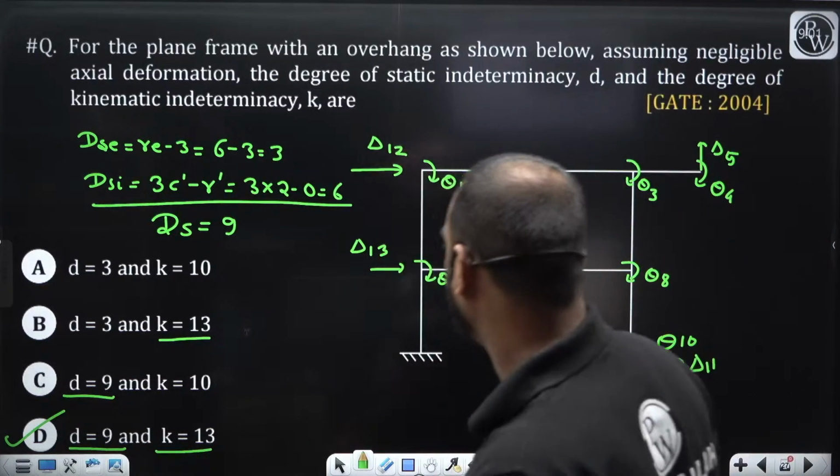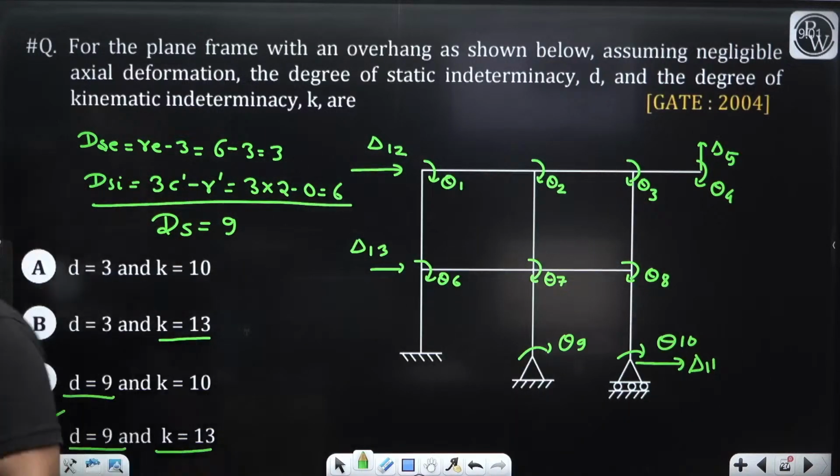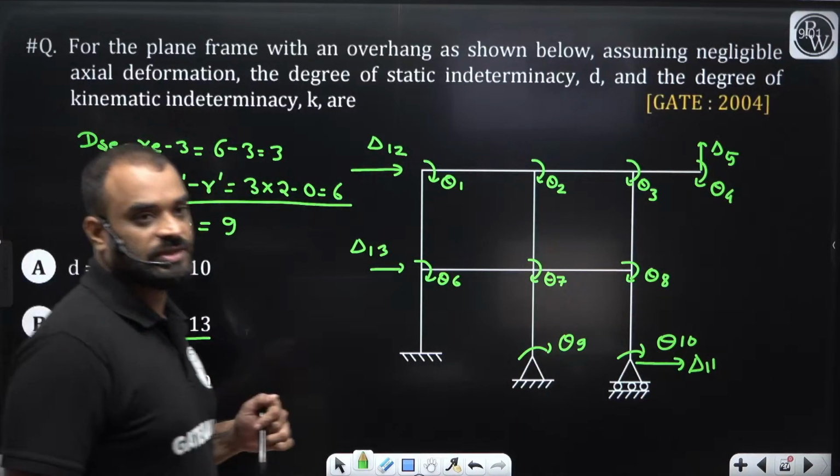I hope all of you are able to understand how to calculate the value of DS and how to calculate the value of DK for this particular structure.